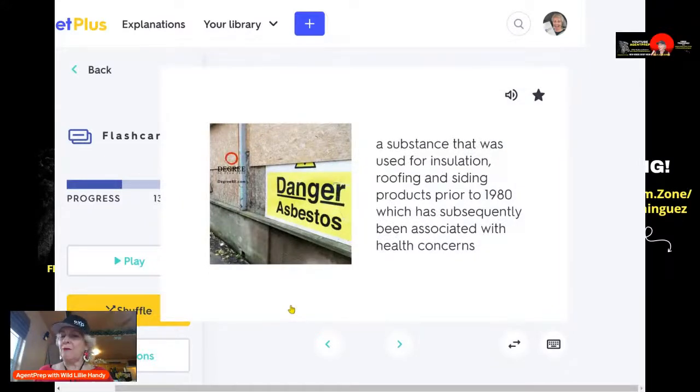A substance that was used for insulation, roofing and siding products prior to 1980, which has subsequently been associated with health concerns. Okay, you can cheat here if you look at the picture, all right? So a substance that was used for insulation in the past before 1980 for roofing or siding, which has subsequently been associated with health concerns. Okay, so far I have asbestos. Okay, I've got some risk takers. Awesome, Tiffany, Mathilda.